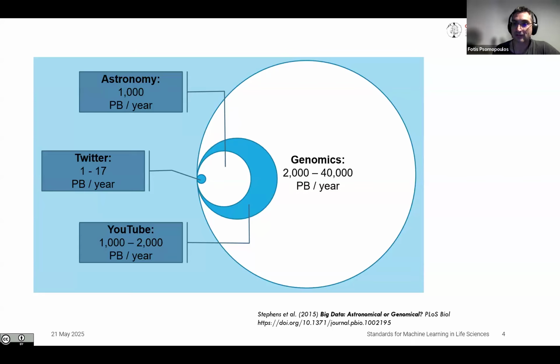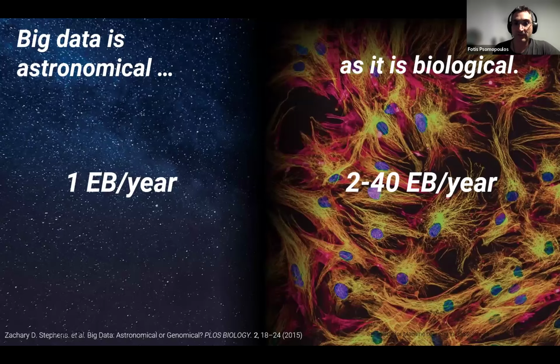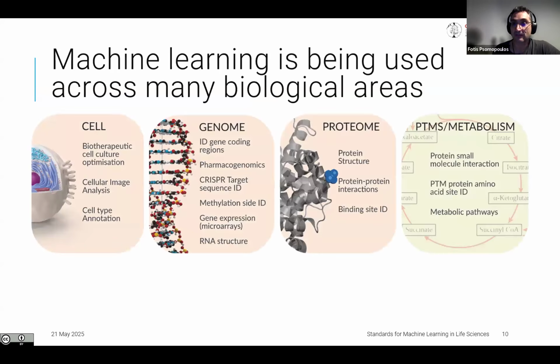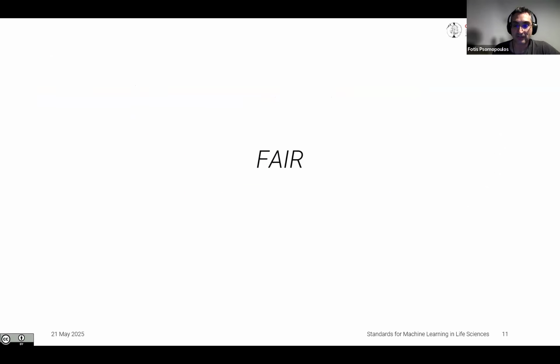2 orders of magnitude larger than astronomical data, which means that when we talk about big data, it's definitely biological, and what we're discussing right now. So for that reason, as you very well said, machine learning is applied in too many biological areas, from cell biology, genome, proteome, metabolism, from LLMs to large networks and everything in between.